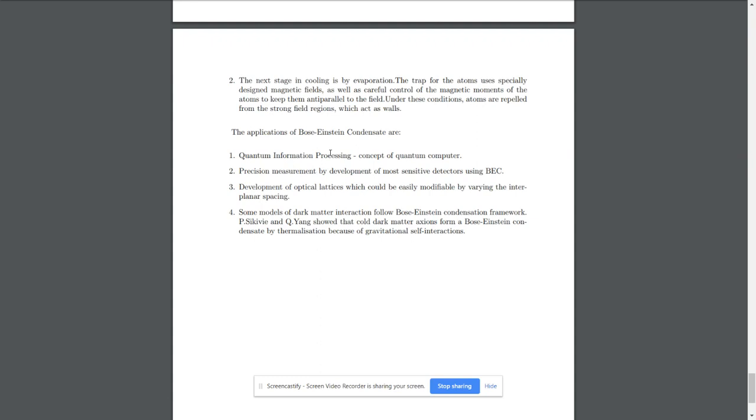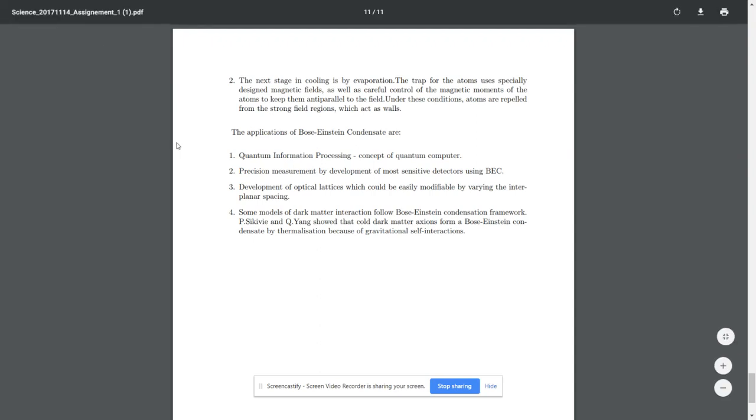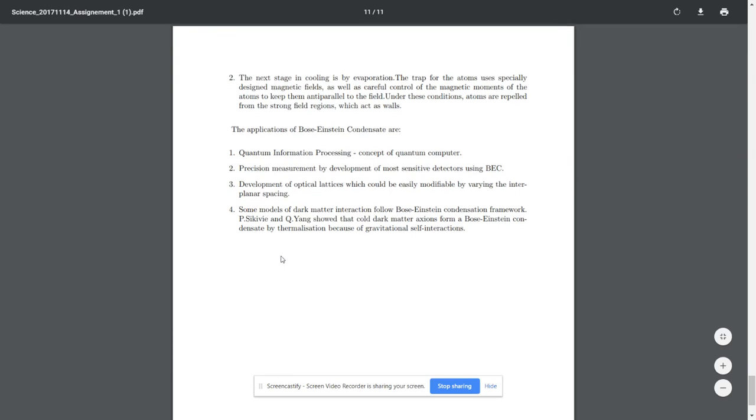Sikivie and Yang showed that cold dark matter axions form a Bose-Einstein condensate by thermalization because of gravitational self-interactions. The optical lattices that can be easily modified by varying the interspatial spacing are also developed using Bose-Einstein condensate.